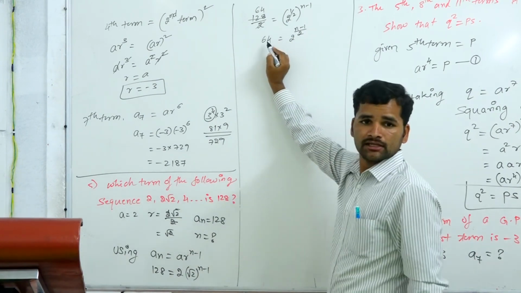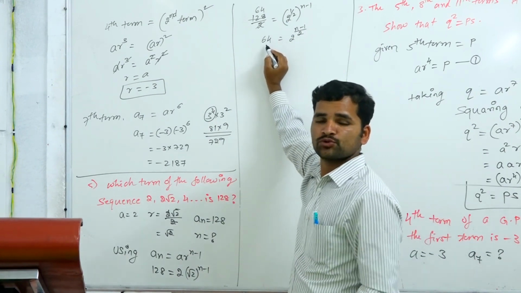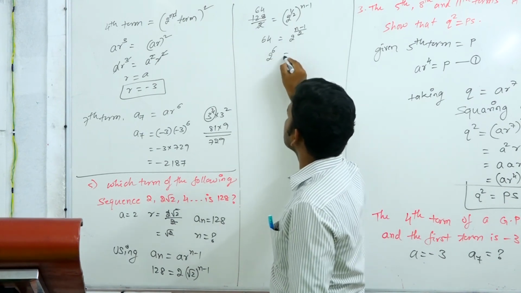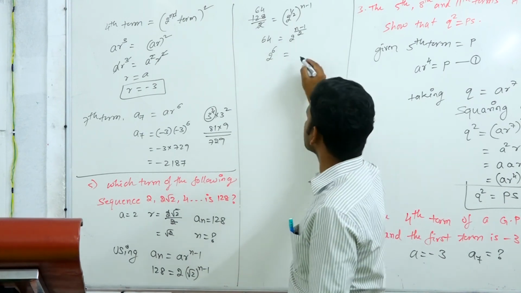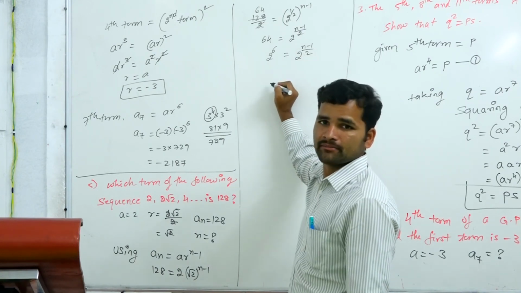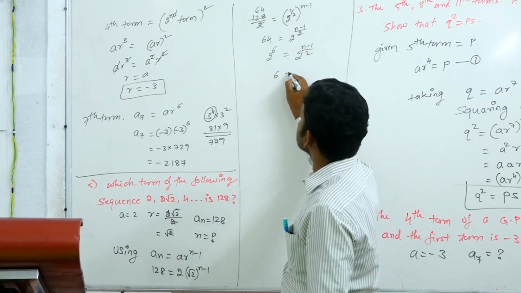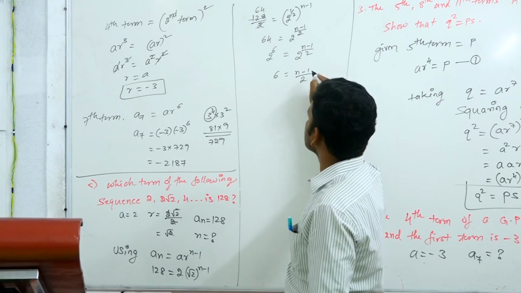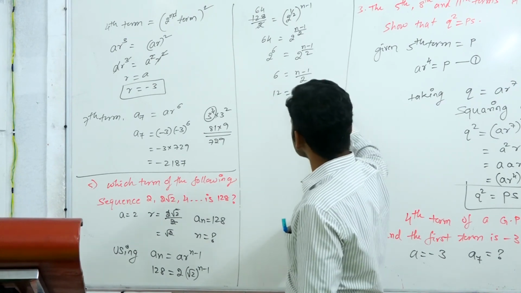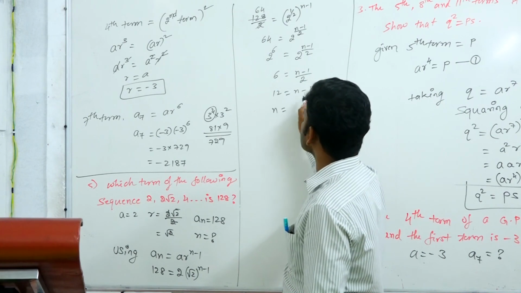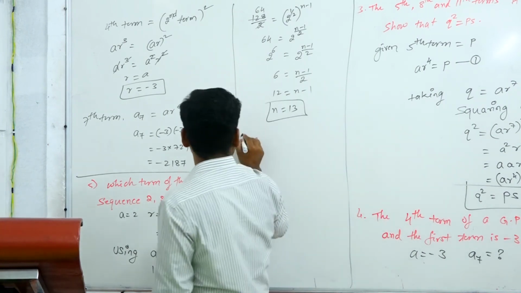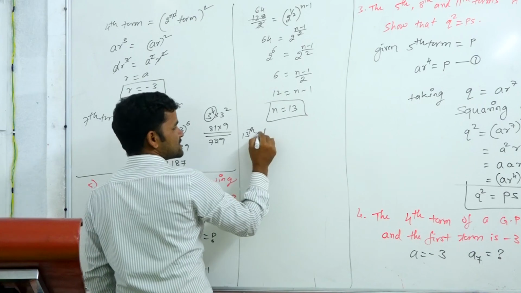This 64 also you write 2 to the power of something, so that we can compare. This is nothing but 2 to the power of 6. 2 to the power of 6 is equal to 2 to the power of n minus 1 by 2. Both side bases are same. Means it is 6 is equal to n minus 1 by 2. Cross multiplying, 12 is equal to n minus 1. Therefore n is equal to, take this to the left hand side, n is equal to 13. What I have? 13th term is 128.